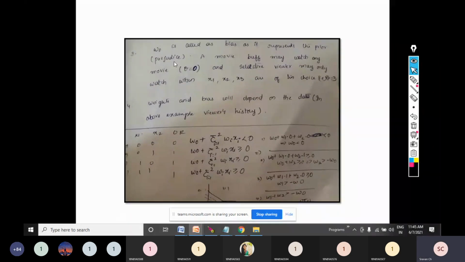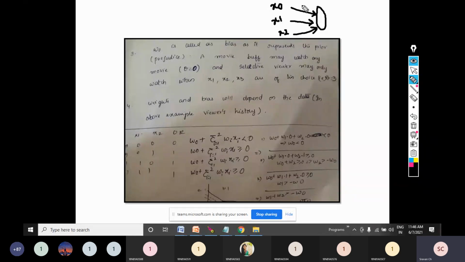Now in the last class, if you remember, we took an example where we tried to create a perceptron which can implement an OR function. Means the perceptron will look like this. It will have x1, x2, and x0 is a mandatory input.